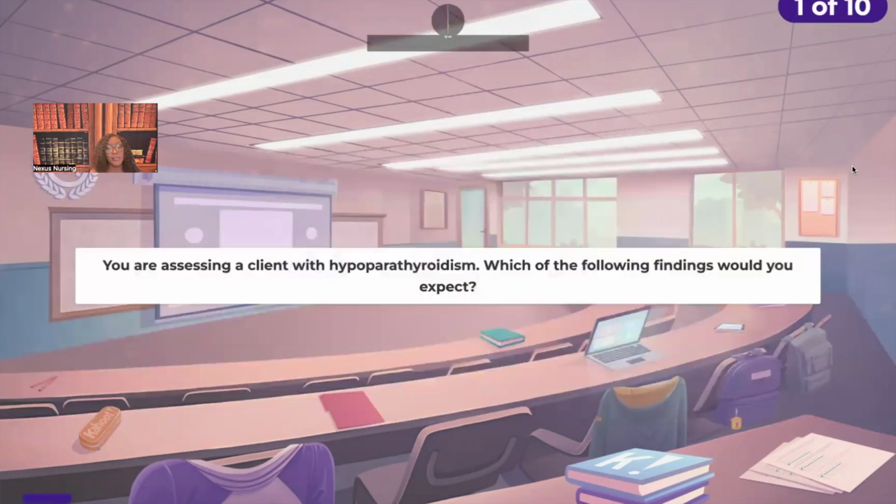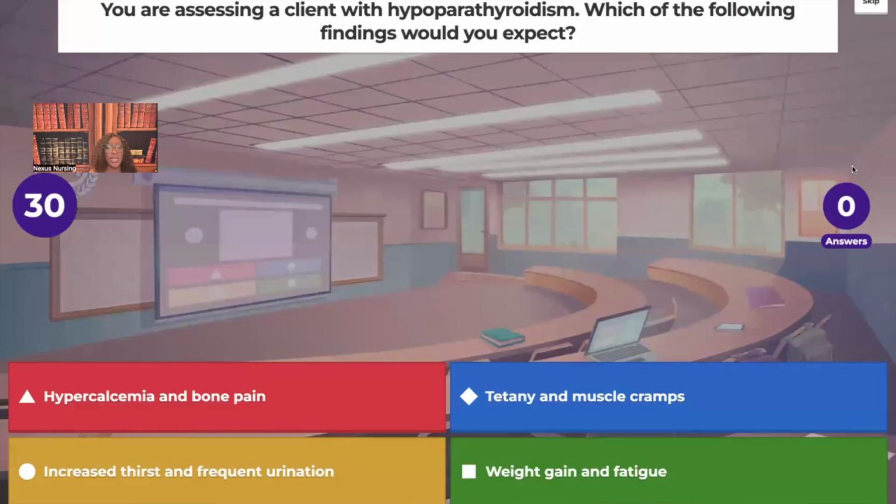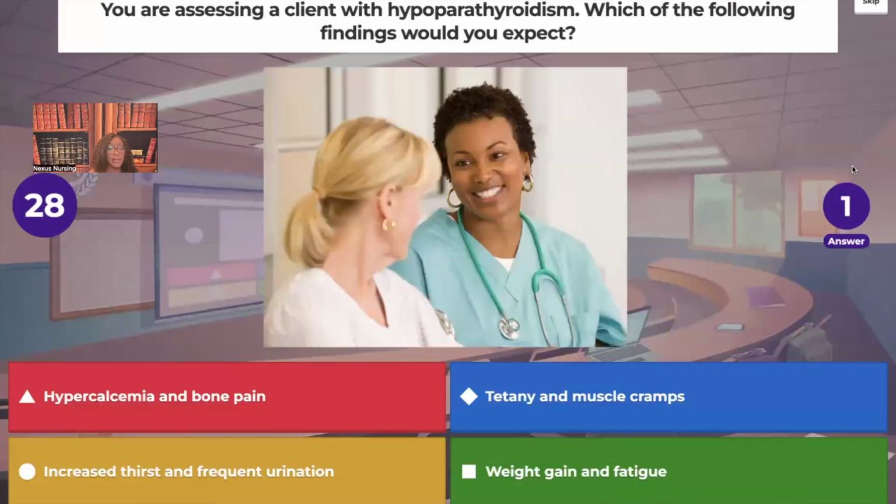First question. You're assessing a patient with hypoparathyroidism. Which of the following findings would you expect? Would it be hypercalcemia and bone pain? Would it be tetany and muscle cramps? Would it be increased thirst and frequent urination? Or would it be weight gain and fatigue? So we're talking about hypoparathyroidism. What would you expect to see in your patient?